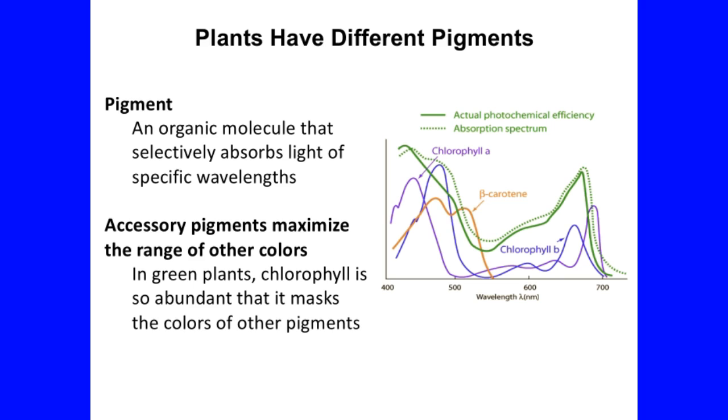Plants have many, many different pigments because the more plant pigments that a plant has, the greater the range of light energy that plant can absorb. So a pigment, you want to know this definition, is an organic molecule that selectively absorbs light of specific wavelengths. So what are we looking at over here? This is actually the absorbance spectrum, and this right here is the wavelength.